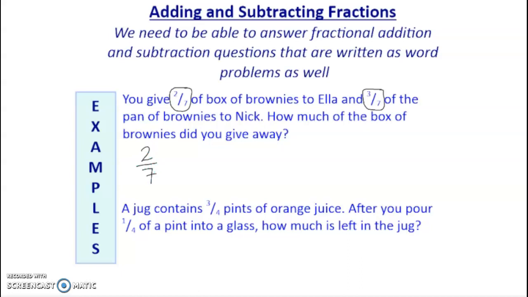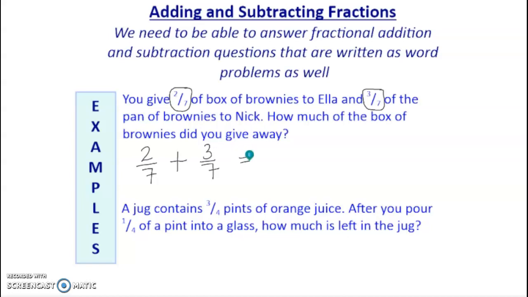And what mathematical symbol do we use for the word and? Tell the screen now, what mathematical symbol do we use when we say and? Yes, we use add. So we gave 2/7 to Ella and plus 3/7 to Nick. I've now turned this massive wordy 2-sentence question into a sum we've just been practicing. 2/7 add 3/7. 2 elephants add 3 elephants. So what's my answer? What is the answer to 2/7 add 3/7?